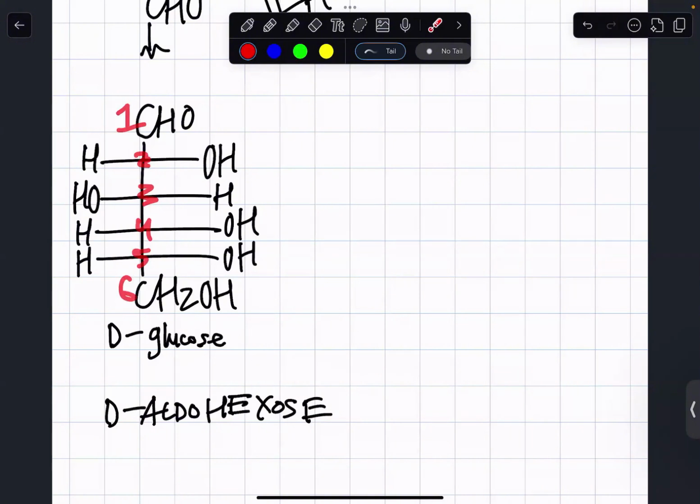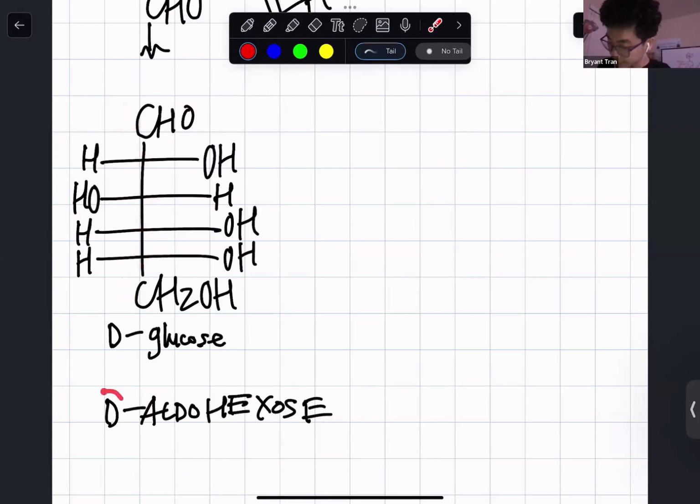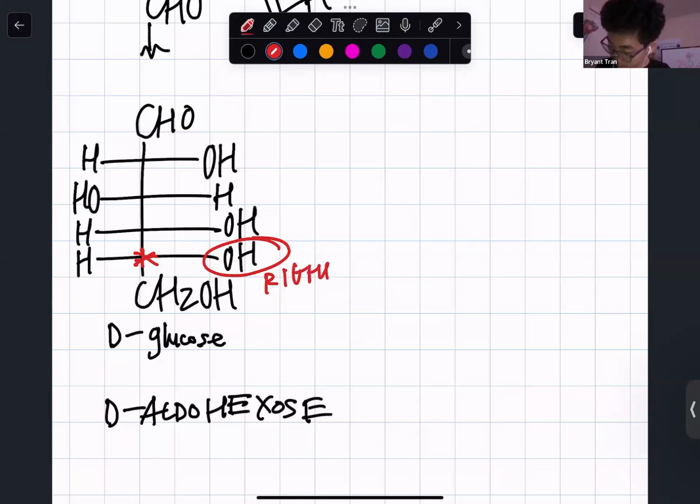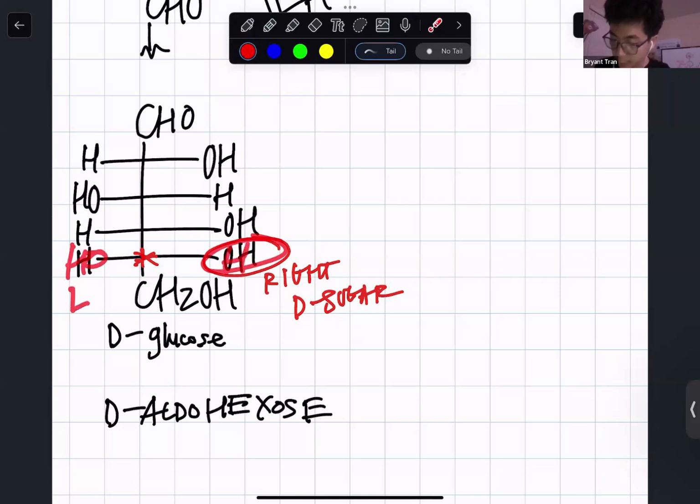Each point here in the Fischer projection is a carbon. The D in D-sugar comes from the last chiral center, this carbon right here. If the alcohol is on the right side, then that's a D sugar. If the OH was on the left side and the hydrogen on the right side, that would be an L sugar.